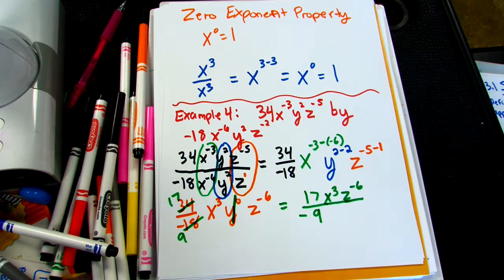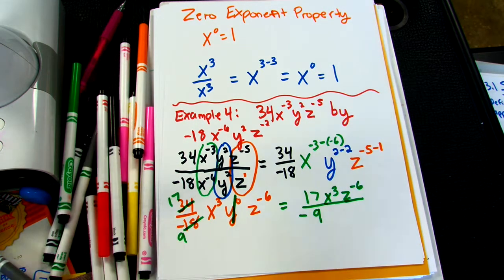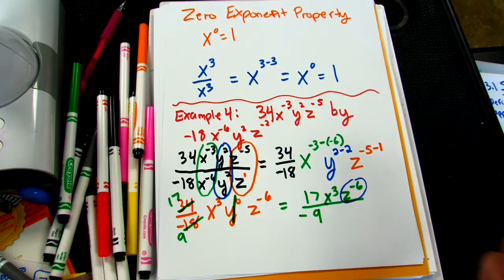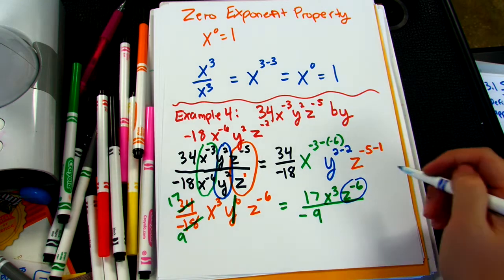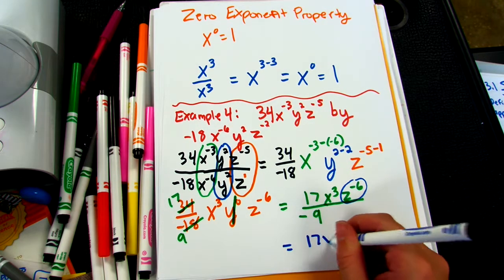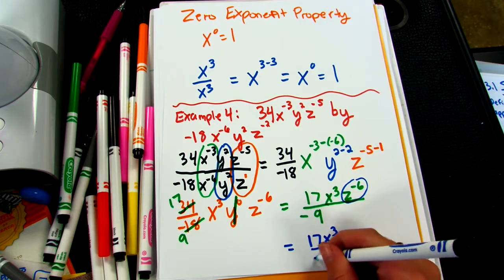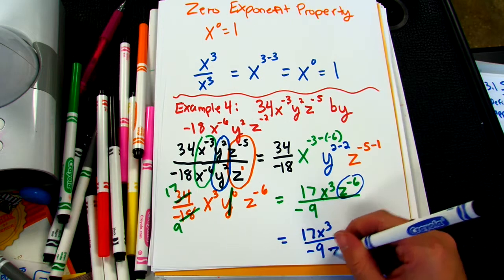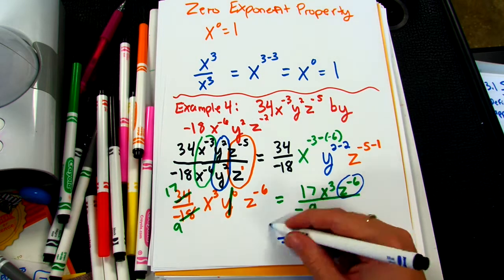Well, z to the negative 6, that's not simplified. Remember we said in order for it to be simplified, we want to write it in positive exponential form. So that z to the negative 6 needs to be moved. So it'll become 17 x to the third over negative 9 z to the positive 6.